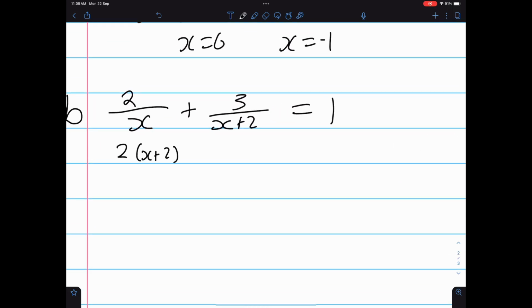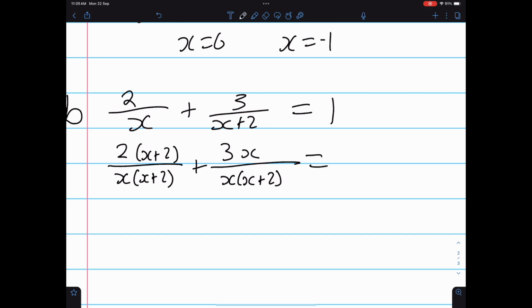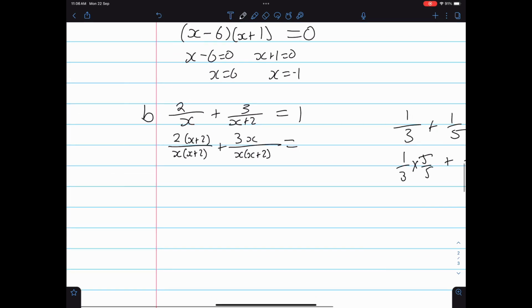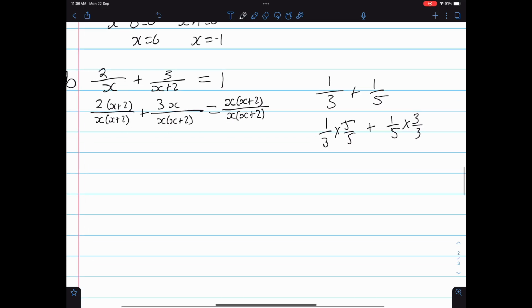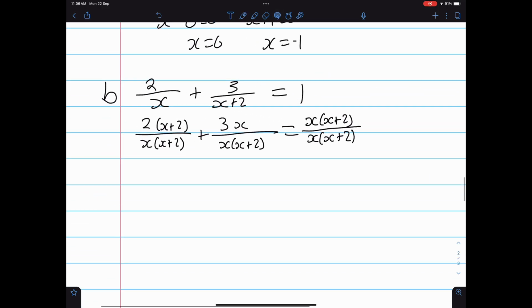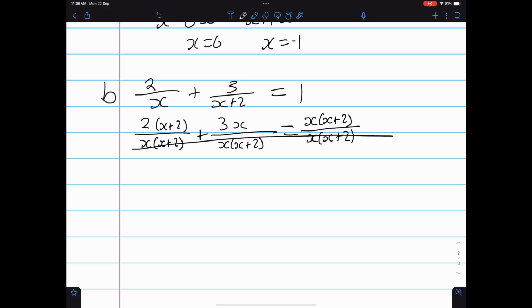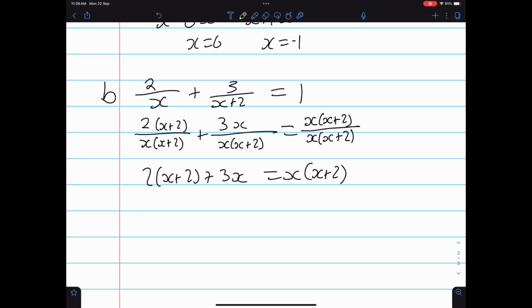2x plus 2 over x plus 2 here. And then over here we need to do x's. Multiply x over x. And again, we have to do the same with this side here. But with a constant term, you'd have to multiply it by both denominators like that. Now, denominators are the same, so we can ignore them. Now we must expand.